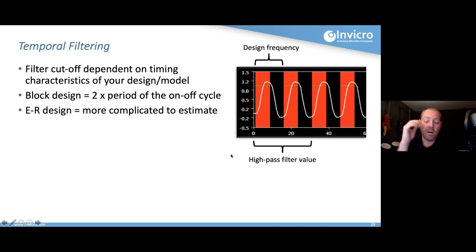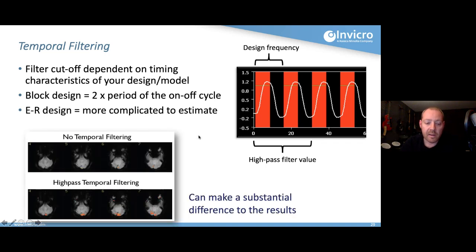You should usually set your high pass filter to be 1.5 to 2 times your design frequency, and that's to be sure that you don't accidentally filter out anything related to your design, which is actually the data that you want to see. So to be absolutely safe, in this case, we'd set our high pass filter to be 80 seconds. Then we'd filter out lots of the low frequency noise, anything longer than 80 seconds, but we wouldn't filter out anything that we wanted to see. And temporal filtering can make a really quite significant difference to your data.